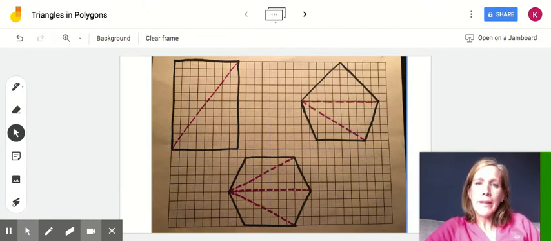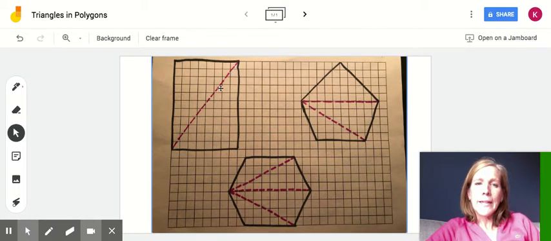I have a couple polygons. Actually, Jack drew them for me, but I have a couple polygons here on my grid paper. And using grid paper makes it easier because you can exactly tell. Okay, so obviously this is a rectangle, okay, because it has two sets of parallel lines. It has four right angles in each corner.